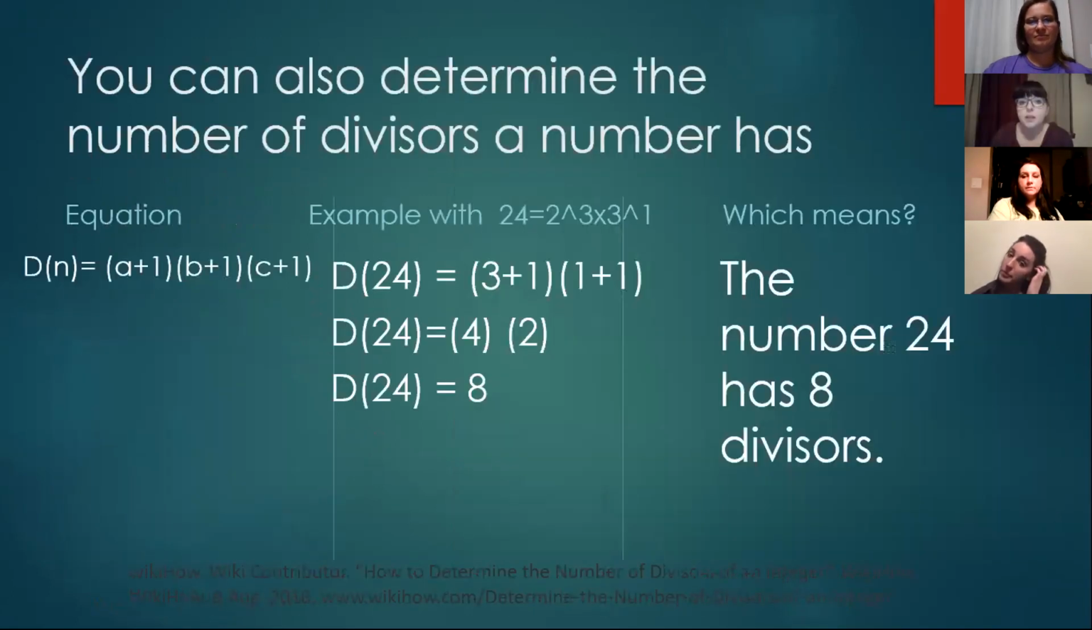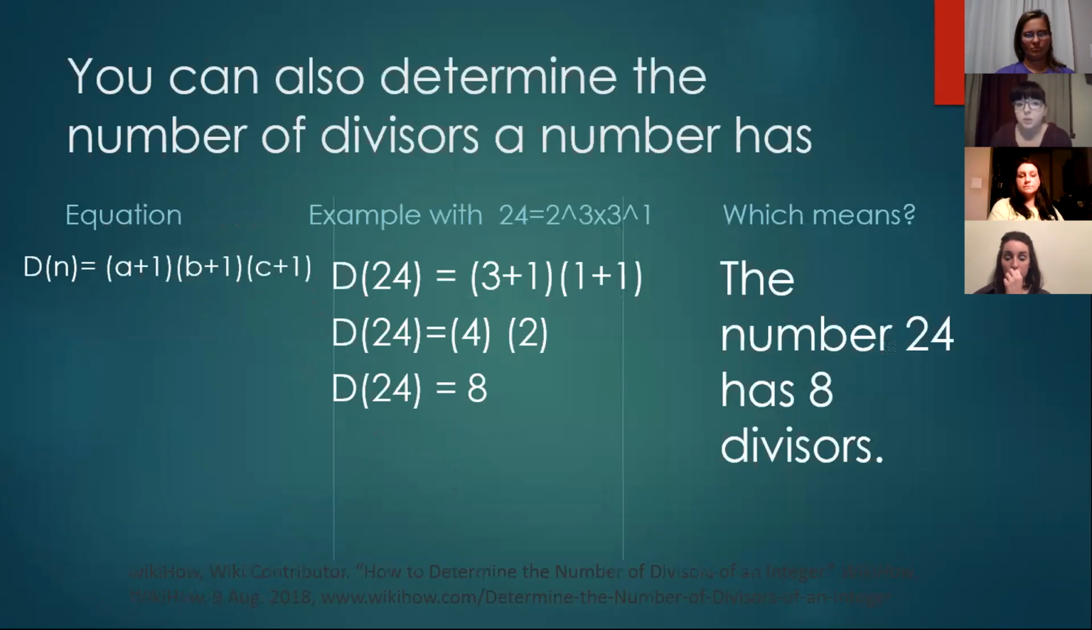So to determine how many number of divisors we have, we're going to use an equation. And the equation is D parentheses N equals A plus 1, B plus 1, and C plus 1, and those are in parentheses. The D is for divisor, the N is for the number that we're going to solve for, how many divisors there are. The A, B, and C in the parentheses are going to be the exponents that we solved for.